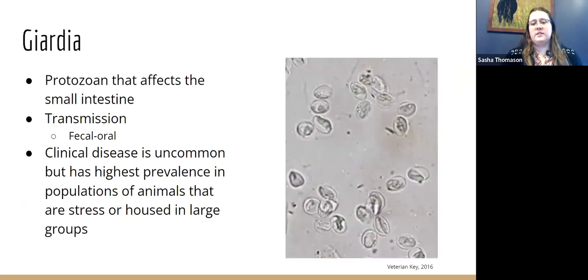So this generally affects the small intestine. And I will tell you that the picture on the right is a very zoomed in picture of a fecal sample. Transmission is normally fecal oral. And the thing with Giardia is that you're commonly not going to see clinical disease. If you do see it, you're most commonly going to see it in animals that are highly stressed, or they are housed in large populations, large groups.